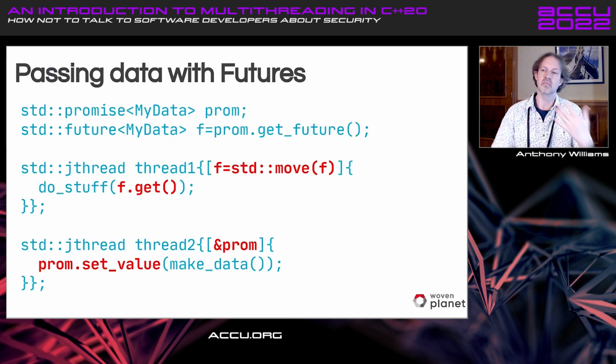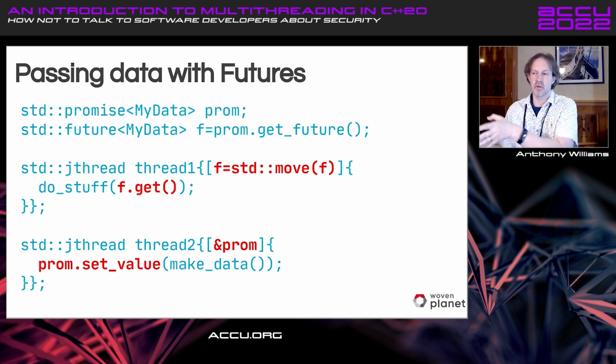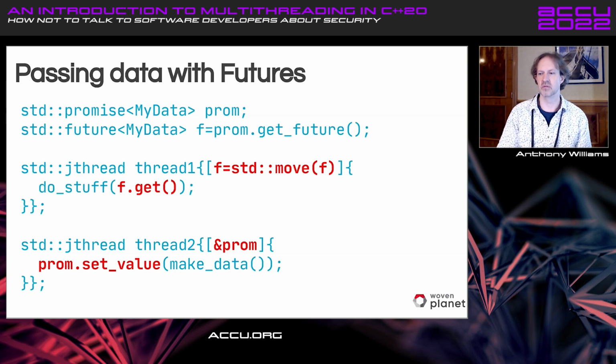So I put that in some code. We have our promise, we get a future from it. We're creating a thread. We're going to move the future into the thread, because futures are one shot, so they have to be moved. You can't copy a future, you can only move it. And in that thread, we're going to call get to wait for the value to be ready, and then call our do stuff function. And then in our second thread, we're going to take that promise by reference, or we could have, again, moved the promise in.